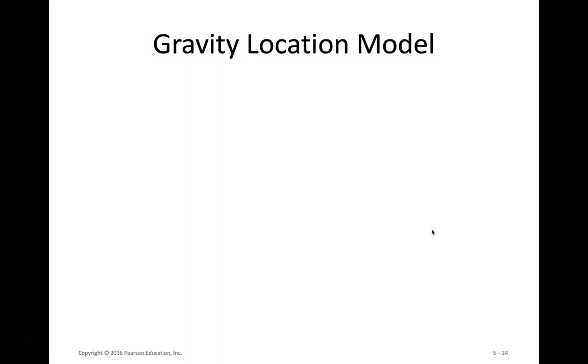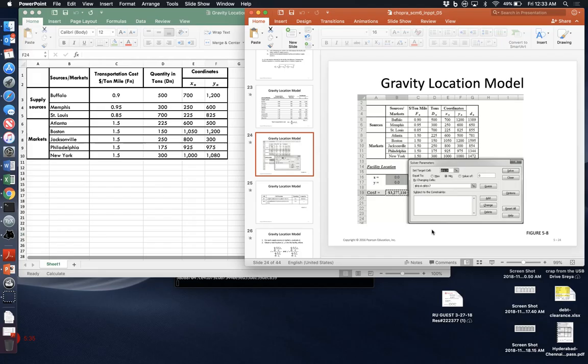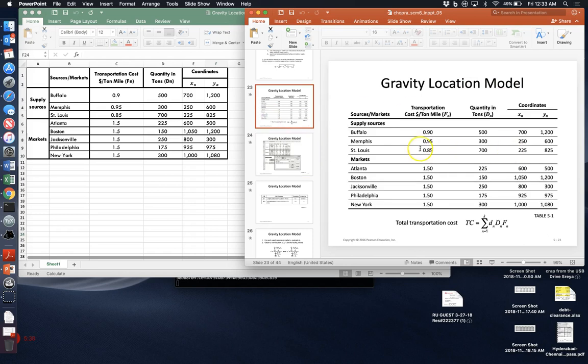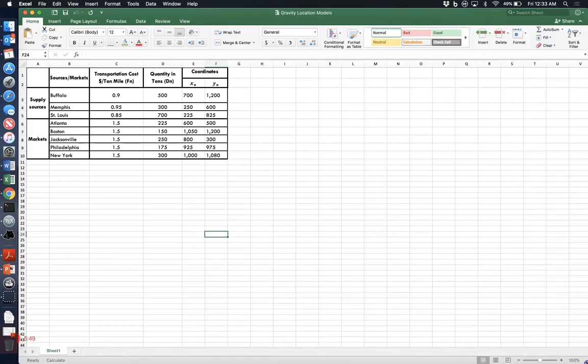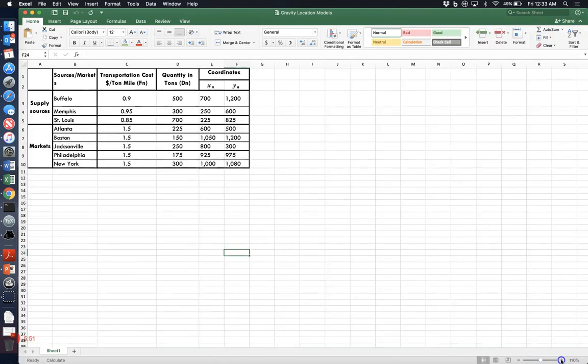So what I'm going to do is shift over to Excel. This data that we have here, I have this in Excel right here. So we're going to use Excel to figure out our answers. Okay, so I'm going to make this full screen, bigger.